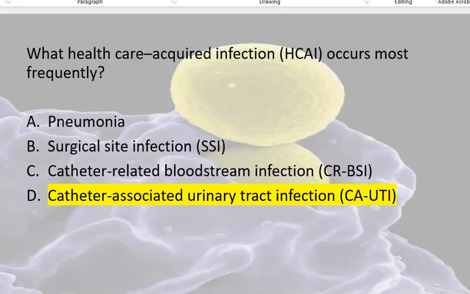Urinary tract infections are one of the most common healthcare acquired infections. More than half of patients in adult intensive care units have urinary catheters in place. I do know that a lot of hospitals have started removing them as soon as possible to decrease their CAUTI numbers.